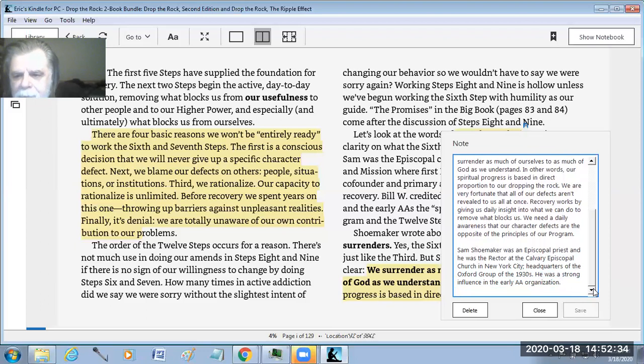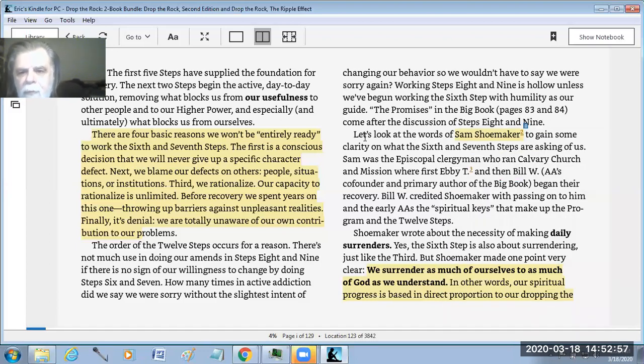So Sam Shoemaker was an Episcopal priest, and he was the rector at the Calvary Episcopal Church in New York City, which is headquarters where the Oxford Group met in the 1930s, and perhaps before that too. And he was a strong influence in the early AA organization. We'll get into that perhaps more as we go forward.